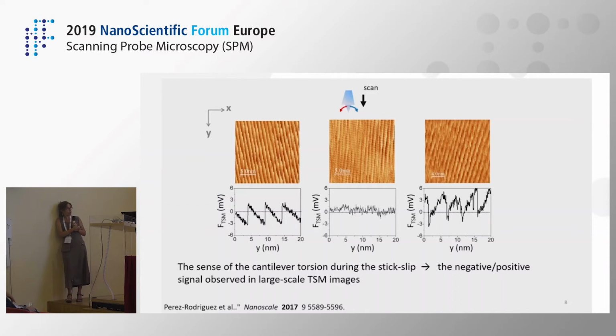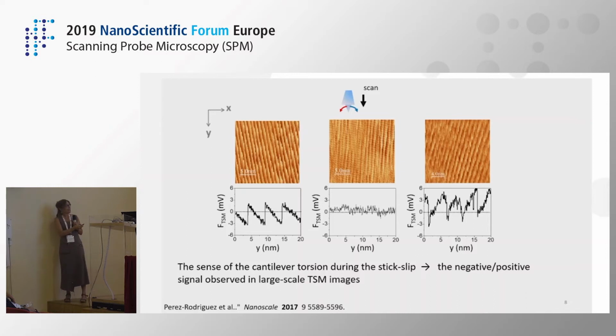So this shows that the sense of the torsion of the tip while scanning with the different orientation of the domains is what determines the contrast that we observe in the large-scale image. And a little bit more of this study with some theoretical modeling you can find in this publication.